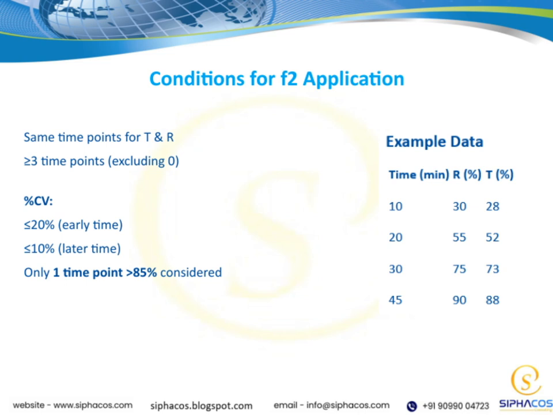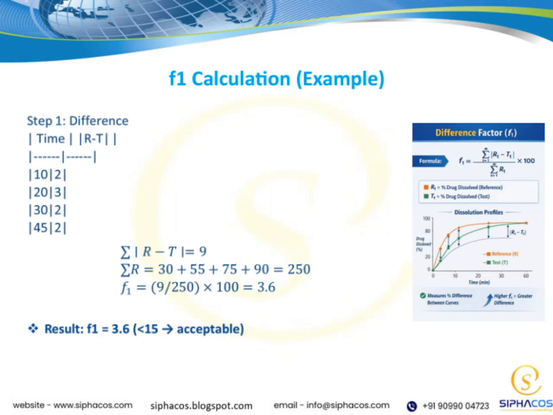When it comes to the coefficient of variation, or %CV, we aim for less than or equal to 20% at early time points, which indicates acceptable variability early on. For later time points, the threshold becomes more stringent, with a %CV of less than or equal to 10%. Also, it's worth noting that if only one time point exceeds 85% CV, this can still be considered acceptable, but generally, maintaining these limits helps ensure the data's reliability. These conditions are crucial because they help us determine if the F2 comparison is valid and meaningful within the overall assessment framework. Let's take a look at this example of F1 calculation.